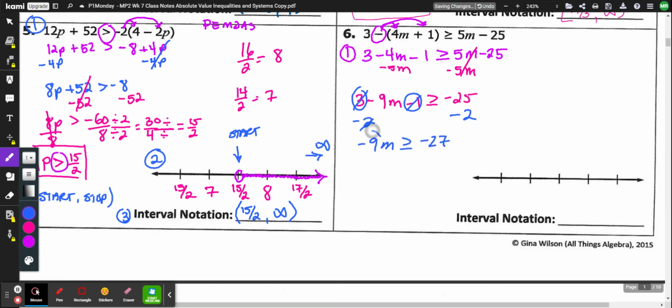Now all I have is this negative 9 multiplied by m. In order to get rid of that, I'm going to divide by negative 9, both sides. And remember, anytime I multiply or divide by a negative number, I have to switch the inequality symbol. Now that cancels, and I'm left with m is less than or equal to negative 27 divided by negative 9, which is 3. Easy, right? Number 2, let's graph it.